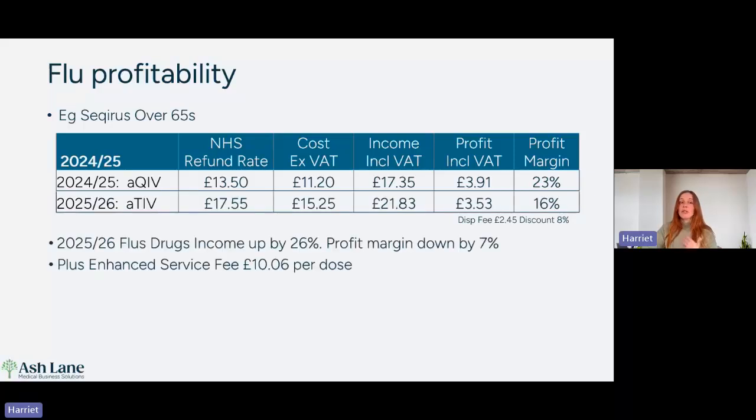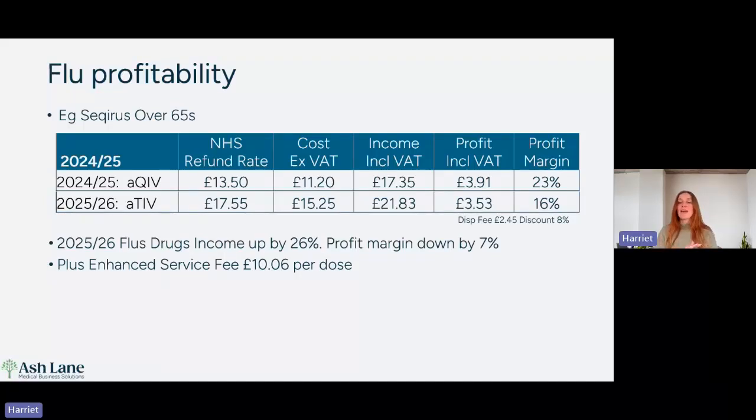This year, the flus are changing. So instead of an aQIV, it's an aTIV. And the refund, the amount you're reimbursed for that, is £17.55. So that's gone up significantly. The cost has also gone up proportionately by more. So you're now paying £15.25 for those over 65s. The result of that is that your profit in pounds hasn't changed significantly. It's a tiny bit lower, £3.53. The profit margin is significantly lower at 16%.